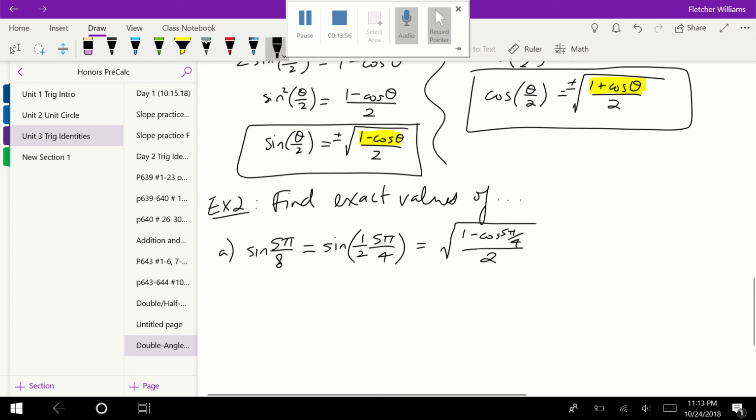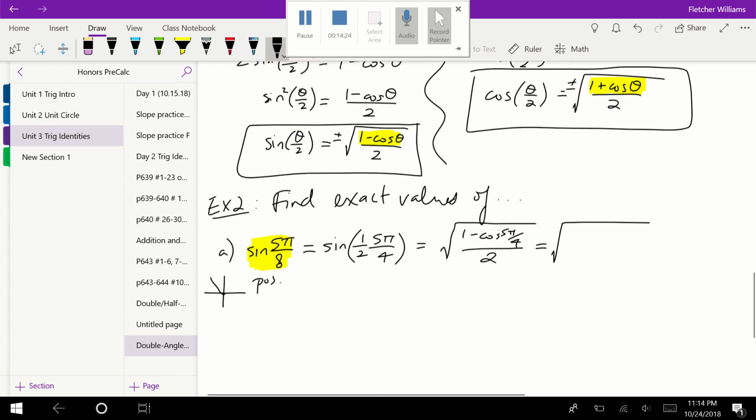And you got to decide, is sine of 5 pi over 8 a positive or a negative thing? And so you think about where it is in the unit circle. 5 pi over 8 is going to be in your second quadrant. And so for sine, which is a y value, it's going to be positive. So you'll take the positive square root when you're getting your answer.